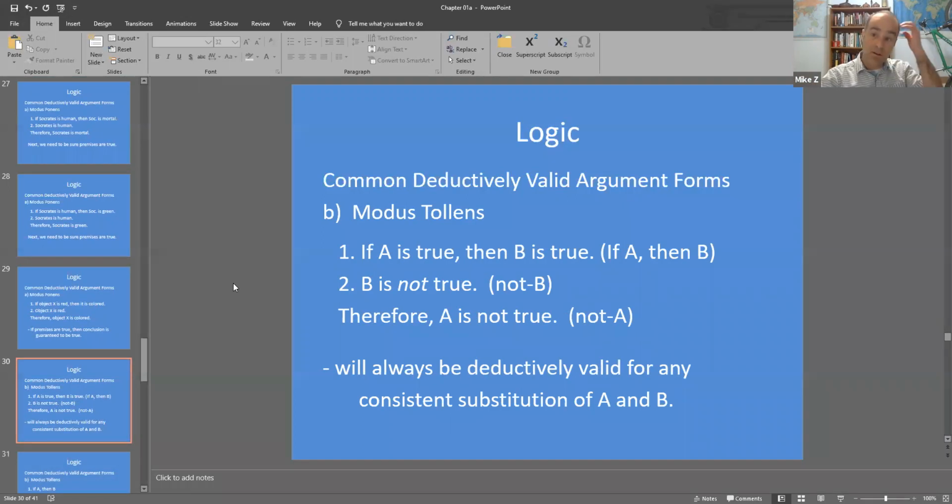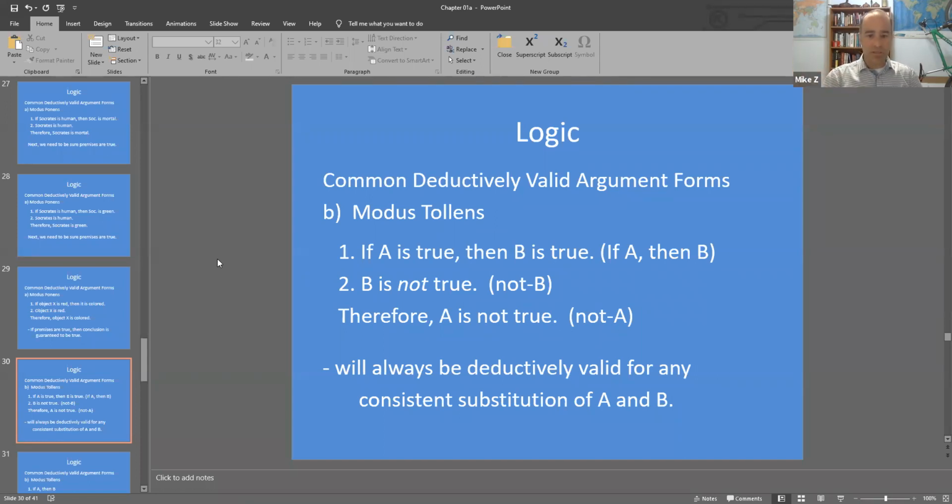So here's another argument form, a very famous one as well. It's similar to modus ponens, but this is modus tollens. This is sort of the negative version of modus ponens. It starts off the same: if A is true, then B is true. But the second premise is where the negative stuff comes in. In modus ponens, remember, the second premise said A is true. Well, here, the second premise tells us B is not true. And then we conclude that therefore A is not true.